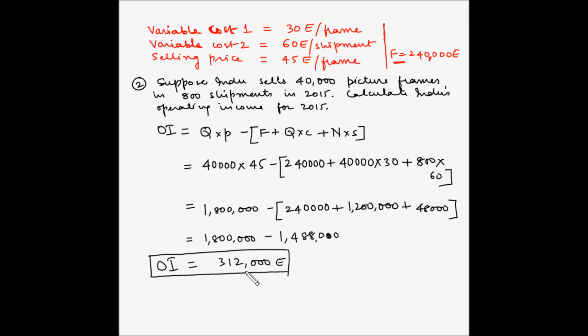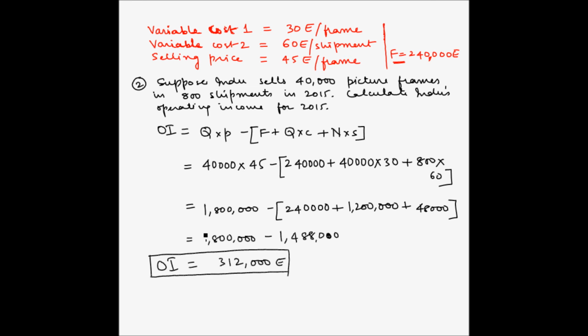So now the operating income increased from 300,000 euro to 312,000 euro. That is an increment of 12,000 euros, just because we decreased the number of shipments to 800 instead of 1,000 as compared to part 1. So basically the cost reduced and therefore the operating income increased.